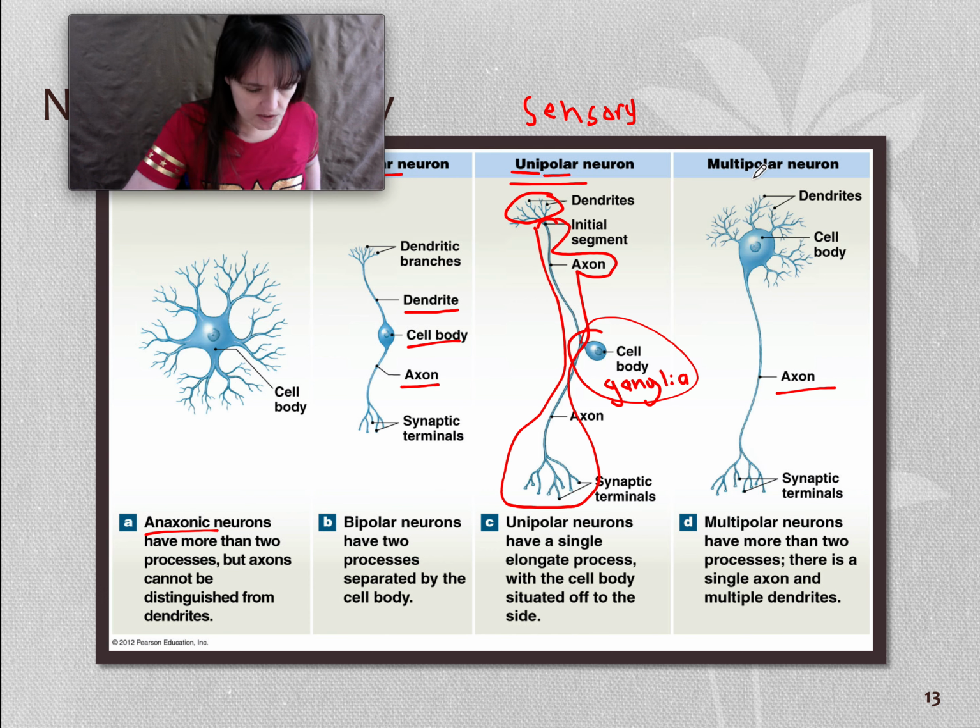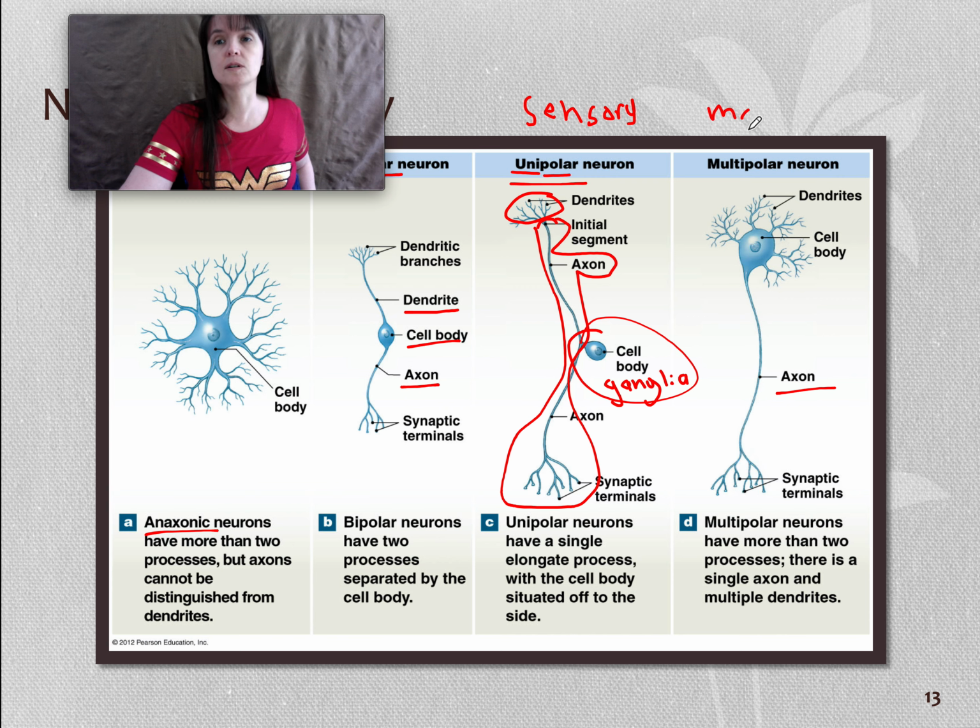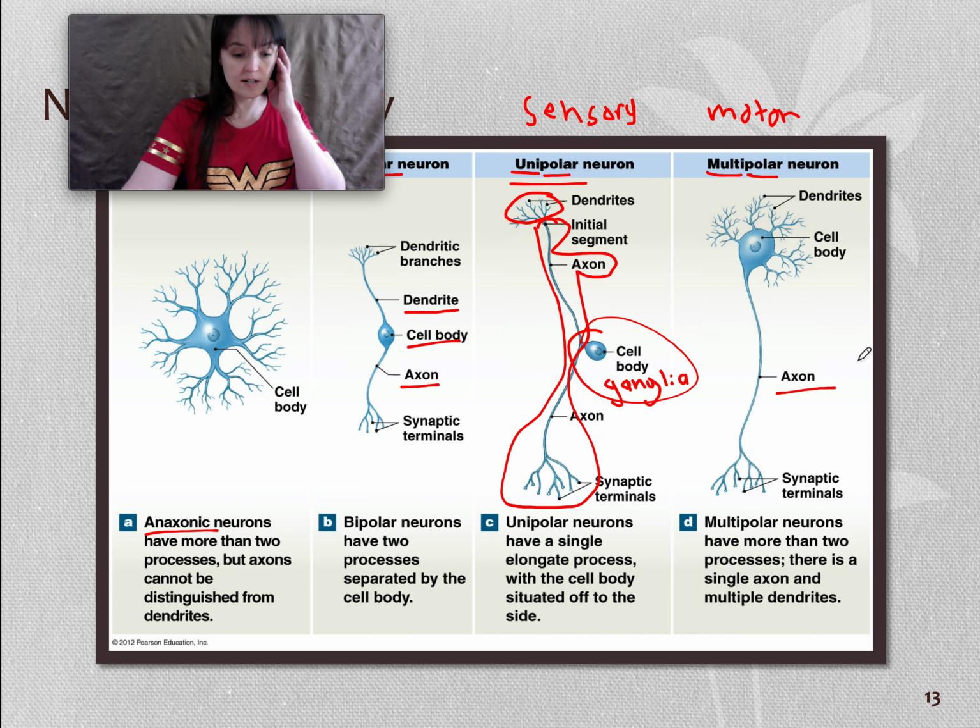Then the multipolar is the most common, and these are your motor neurons. Motor. So lots of dendrites. Multi means many, poles mean ends. You've got lots of different dendrites here, and one axon that ends at telodendria with synaptic terminals, or axon terminals, or synaptic knobs. These are the ones we've been drawing. They're the most common, and the ones we're most familiar with.